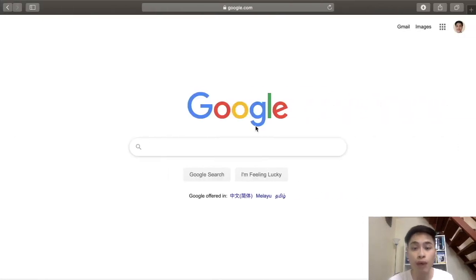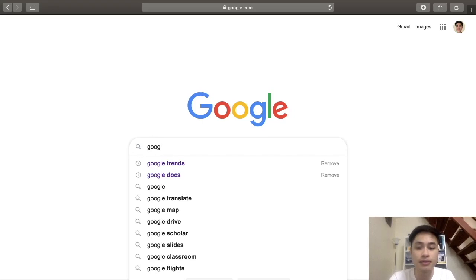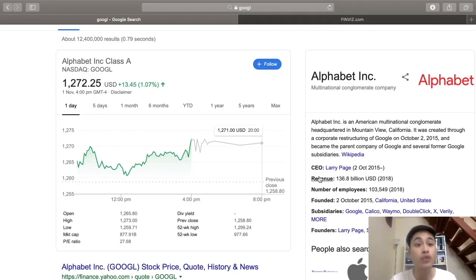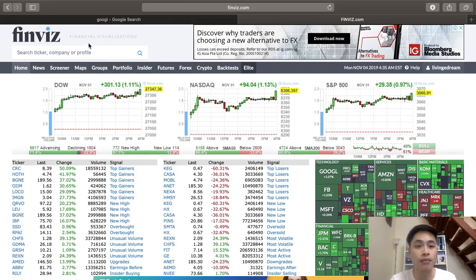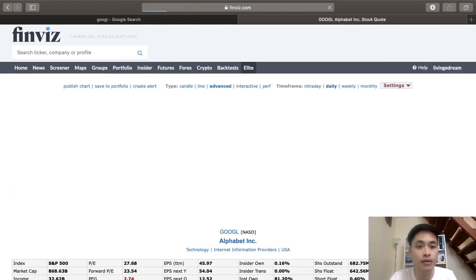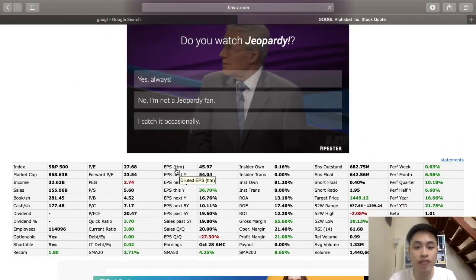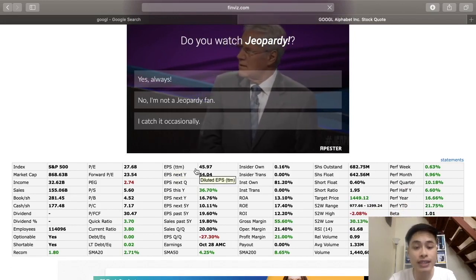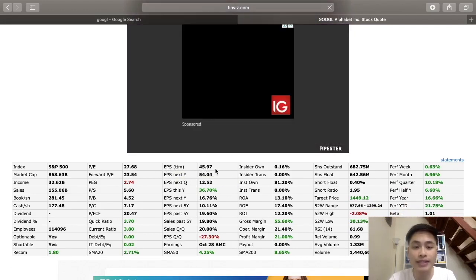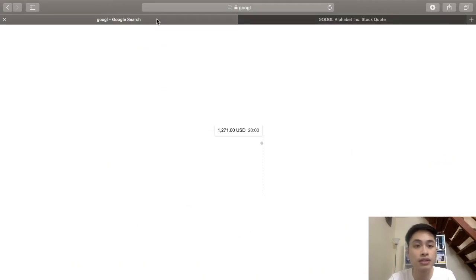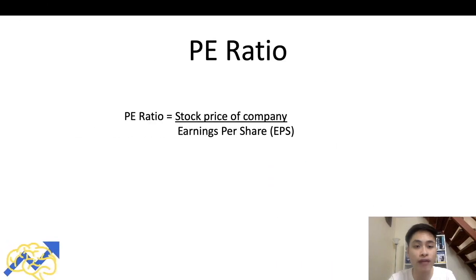So I'm on the Google website. Let's Google search for a company stock price. Okay, let's Google. So Google's current share price is 1272.25. To take a look at Google's earnings per share, let's go search for Google on the financial website. You can see Google's earnings per share for the trailing 12 months, which is the previous year, is 45.97. So Google's share price is 1272.25.